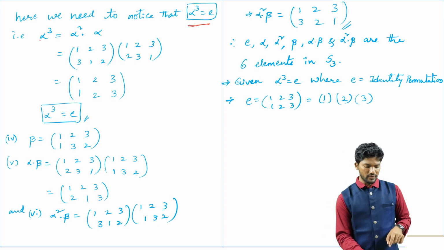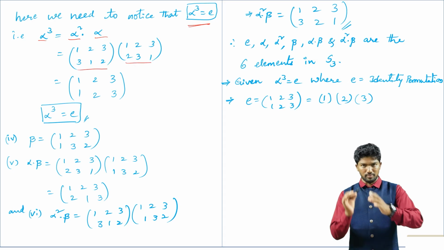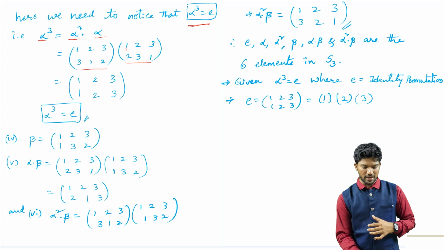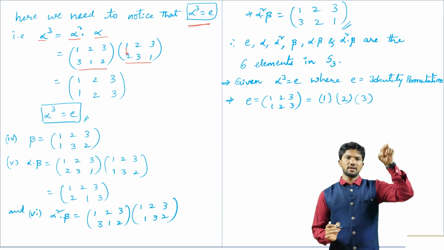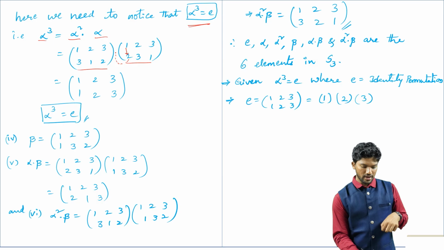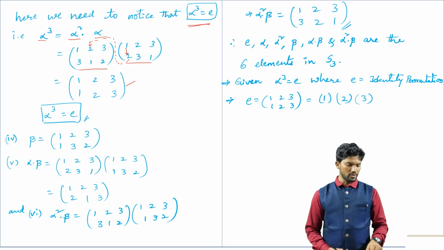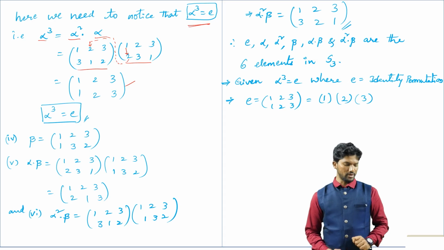Okay, I am taking alpha cube is equal to alpha square into alpha. This is the alpha square permutation and this one is the alpha permutation. If you apply the multiplication from right to left and going top to bottom, you will get this permutation. That is, alpha cube is equal to 1 2 3 1 2 3. That is the identity permutation.